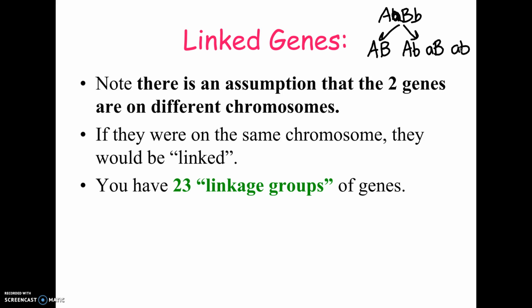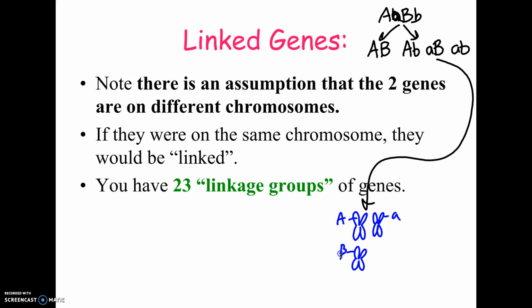But we were assuming, if you were to visualize this going back to your favorite chapter of meiosis, we were basically making the assumption that big A and little a were on one set of chromosomes, and big B and little b were on a different set of chromosomes, and that's why you could get any combination of A's and B's. But since every chromosome carries 1,000 or more traits, it's very possible that you could be looking at two traits that are on the same chromosome.